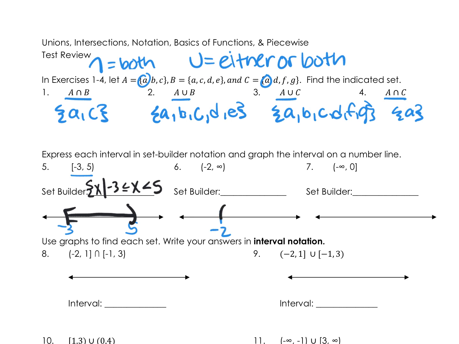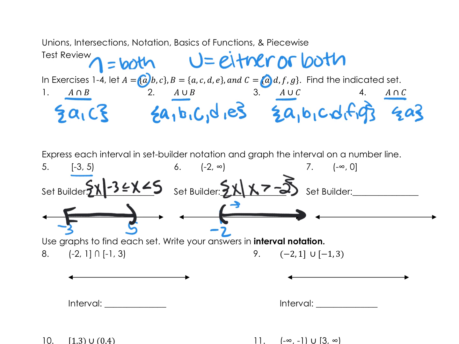Now if we graph this set over here, this is going to be -2 to infinity. So we'll start at -2, we'll have a parentheses, and we'll go to positive infinity. So these are all going to be all the numbers that are bigger than -2. So in set builder notation, this will be all the numbers x that are greater than -2. There's no equal to because it's a parentheses.